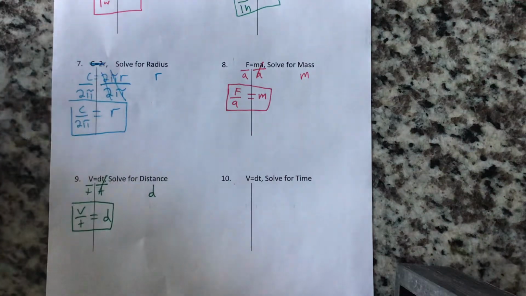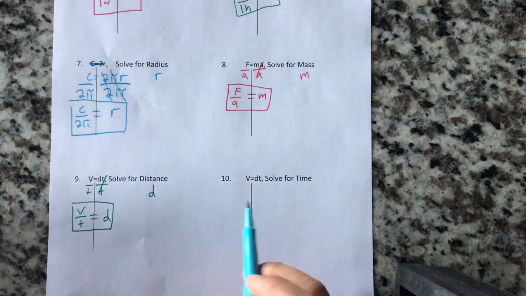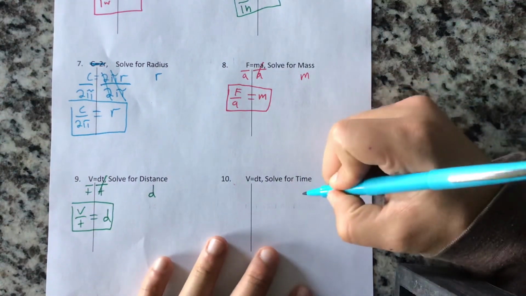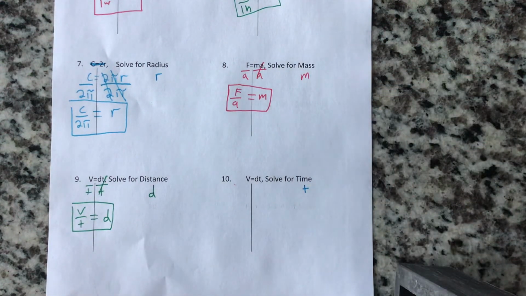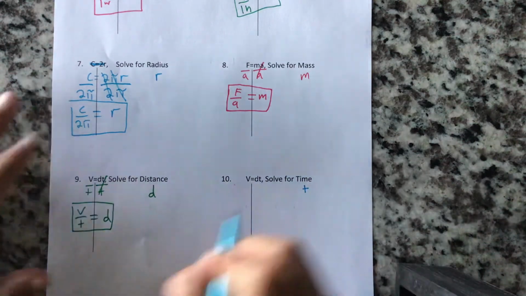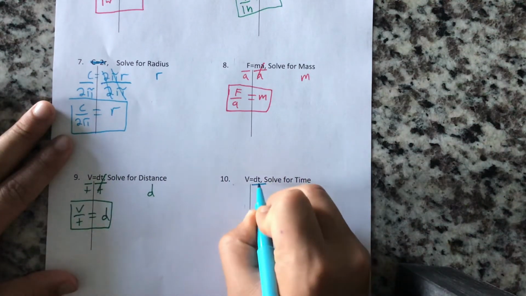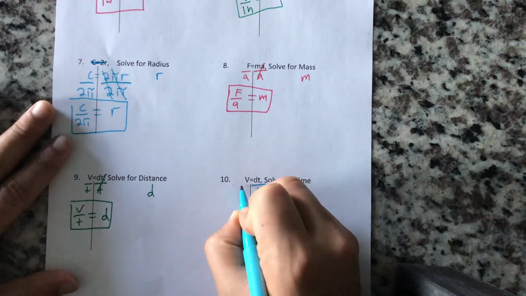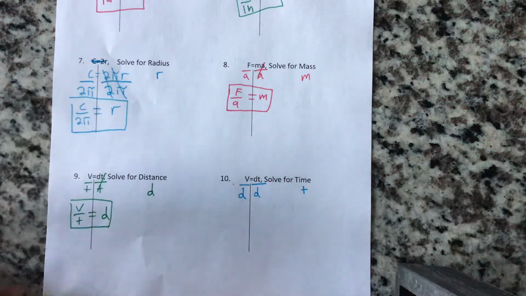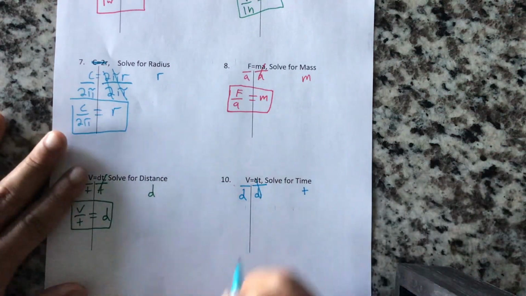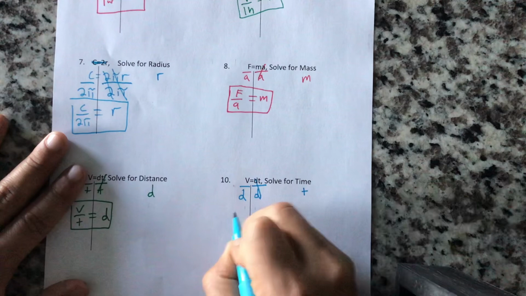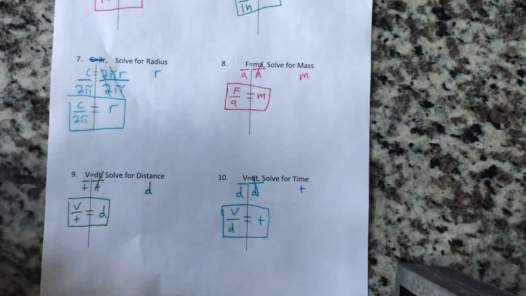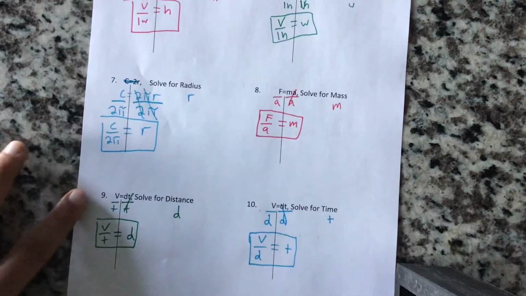And then last quick example. We have same formula, v equals dt, but this time I want to solve for time. So I'm looking for the t. So to get the t by itself, we just do the opposite of what we just did. We're going to divide by d, because d times t, we divide by d. What I do to one side, I do to the other. The d's are going to cancel, and I'm left with 1t on the right side, v over d on the left side. Okay, and that's it. Those are some examples of solving literal equations.